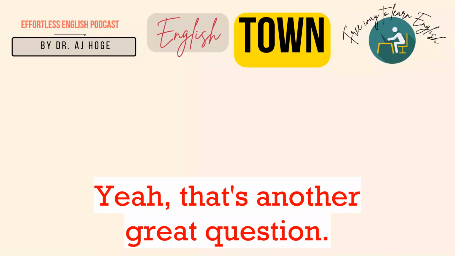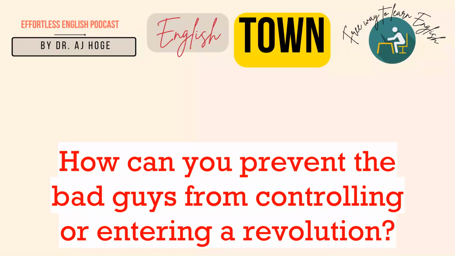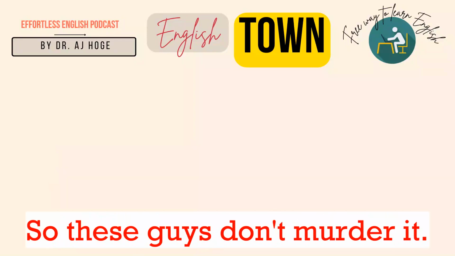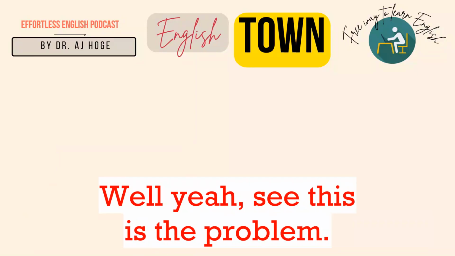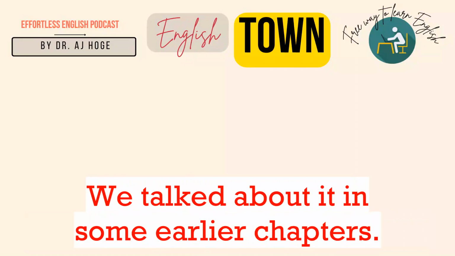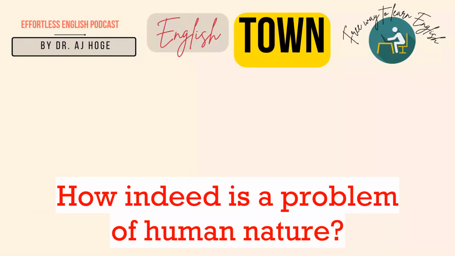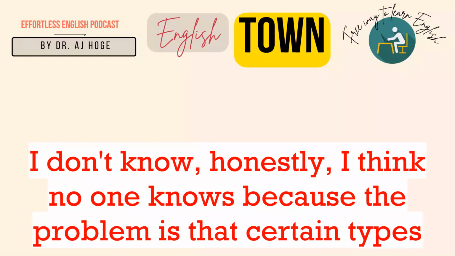Yeah, that's another great question. How can you prevent the bad guys from controlling or entering a revolution so these guys don't murder it? Well, yeah, see, this is the problem. We talked about it in some earlier chapters. How indeed? This is a problem of human nature, and I don't know, honestly. I think no one knows.